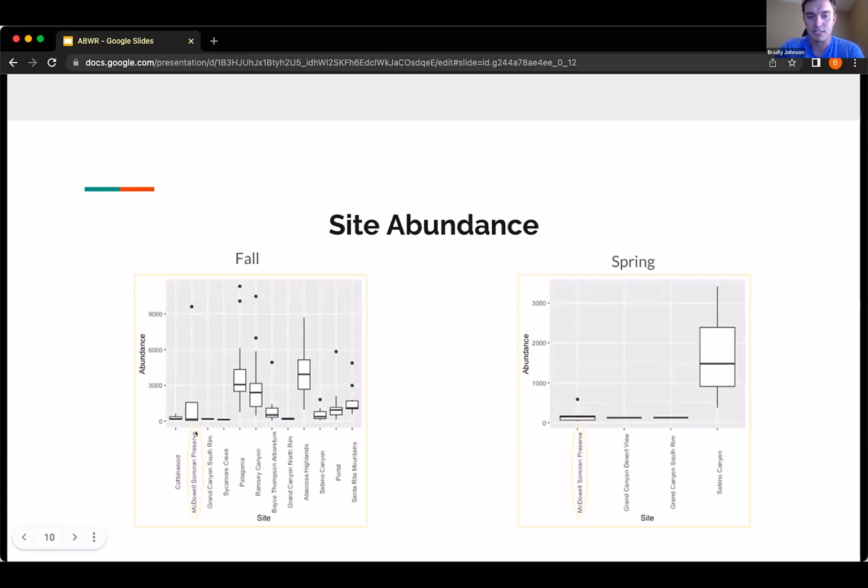So the preserve itself is in the low to mid range in party hours, so it also stays that way in the abundance. Whereas sites like Patagonia that had a lot of party hours also have a high abundance. The same trend can be noticed in the spring. The preserve itself had lower party hours than Sabino, and it also has a lot lower abundance.